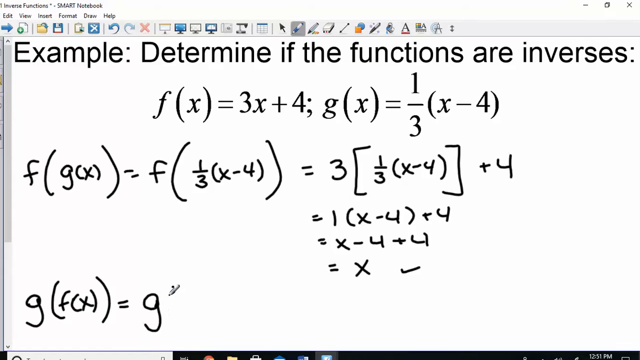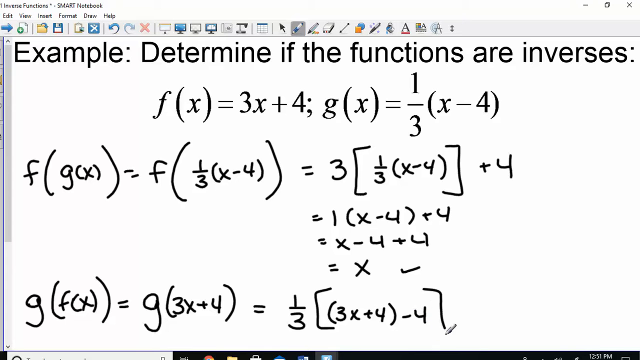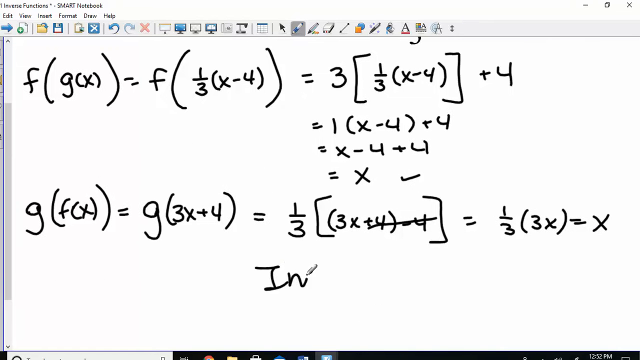So G of the 3x plus 4. So that's 1/3 times, and I have to do my 3x plus 4 minus 4. So positive 4 and negative 4 cancel. You're left with 1/3 times 3x, which is x. So these are inverses.